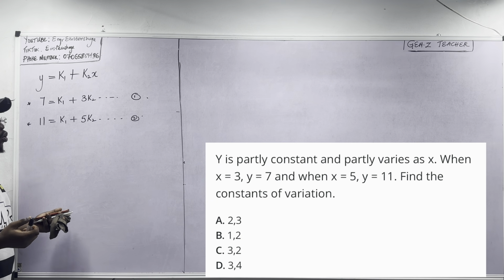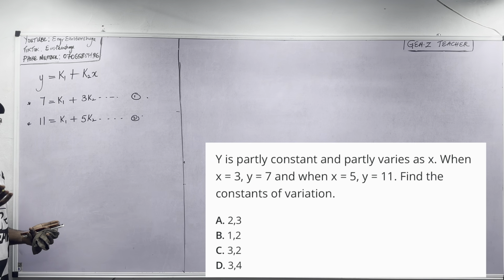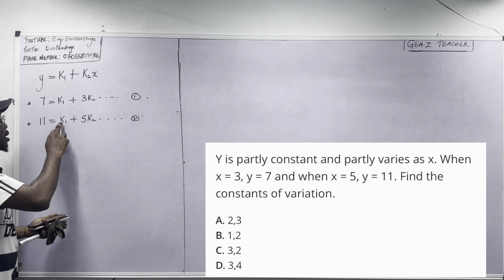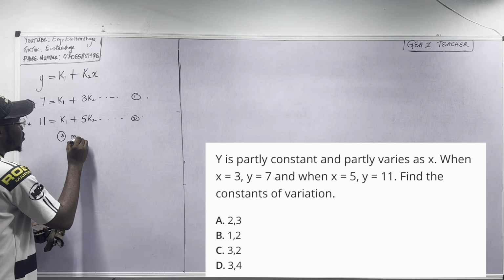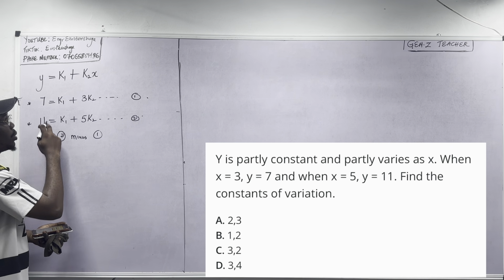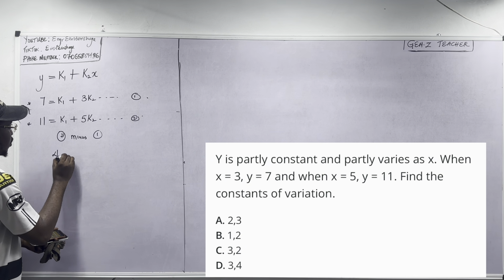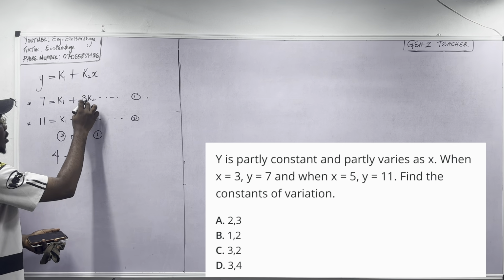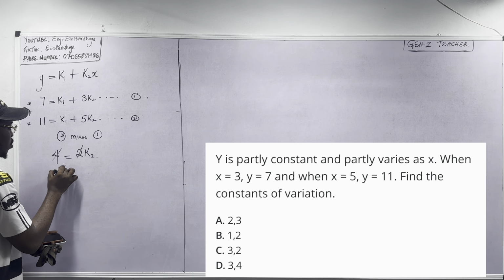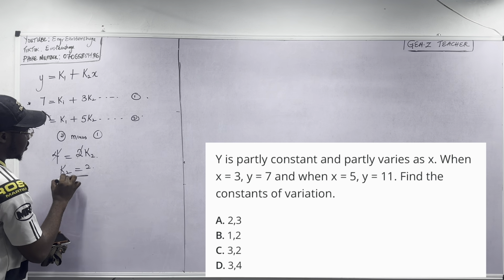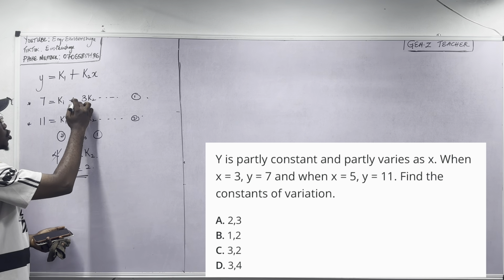Now already, I'm sure you know you're going to apply simultaneous equations. Quickly, we can easily eliminate because k1 and k1 are standing alone. So we're going to do equation 2 minus equation 1 because 2 is bigger than 1, obviously. So 11 minus 7 will give you 4, equals k1 minus k1 is out, 5 minus 3 is 2, so we have 2k2, and then 2 takes out 4, k2 becomes 2.